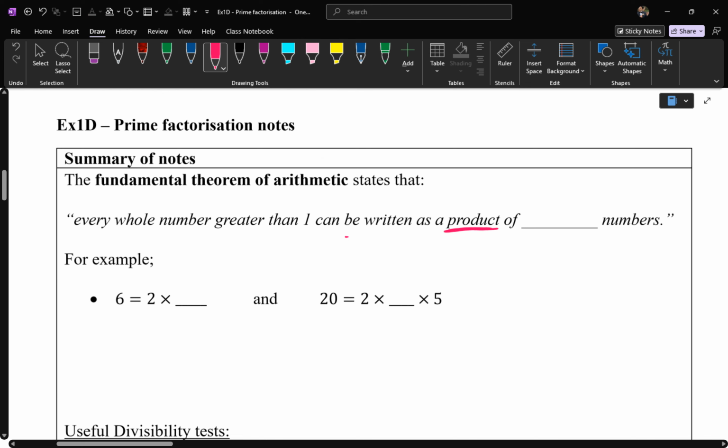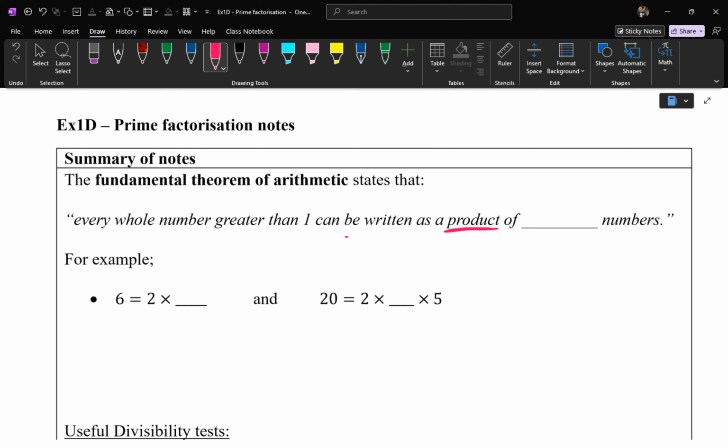Hands up. No one knows. Well, let's go with Zara because I think you mouthed it. What was it? What's a product mean? Oh, it wasn't you? Sorry. Was it Ex1D? What was it? Good. Product means multiplication. So if you didn't know that, that's the term that we use.